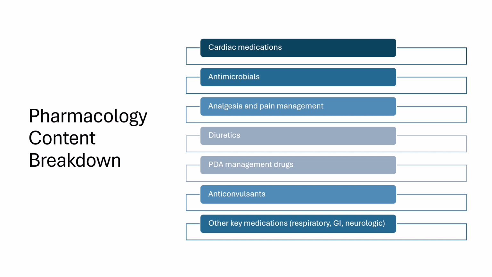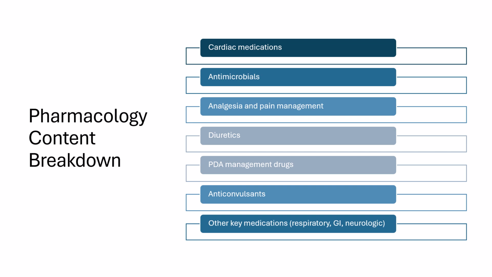Let's quickly run through what we'll cover. We're focusing on drugs that show up most frequently on the exam. Cardiac medications are a major area to master. Expect questions about inotropes, drugs for ductal-dependent lesions, and treatments for pulmonary hypertension. Antimicrobials represent another significant chunk of testable content, particularly initial therapy for early-onset sepsis.